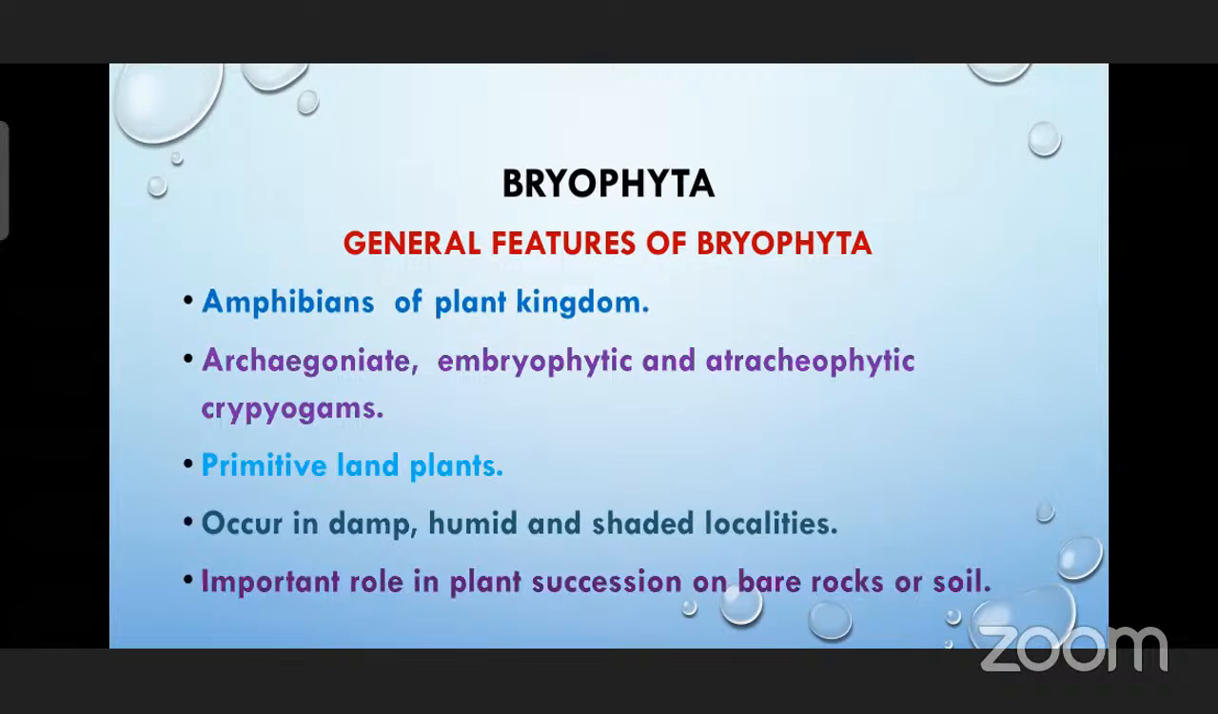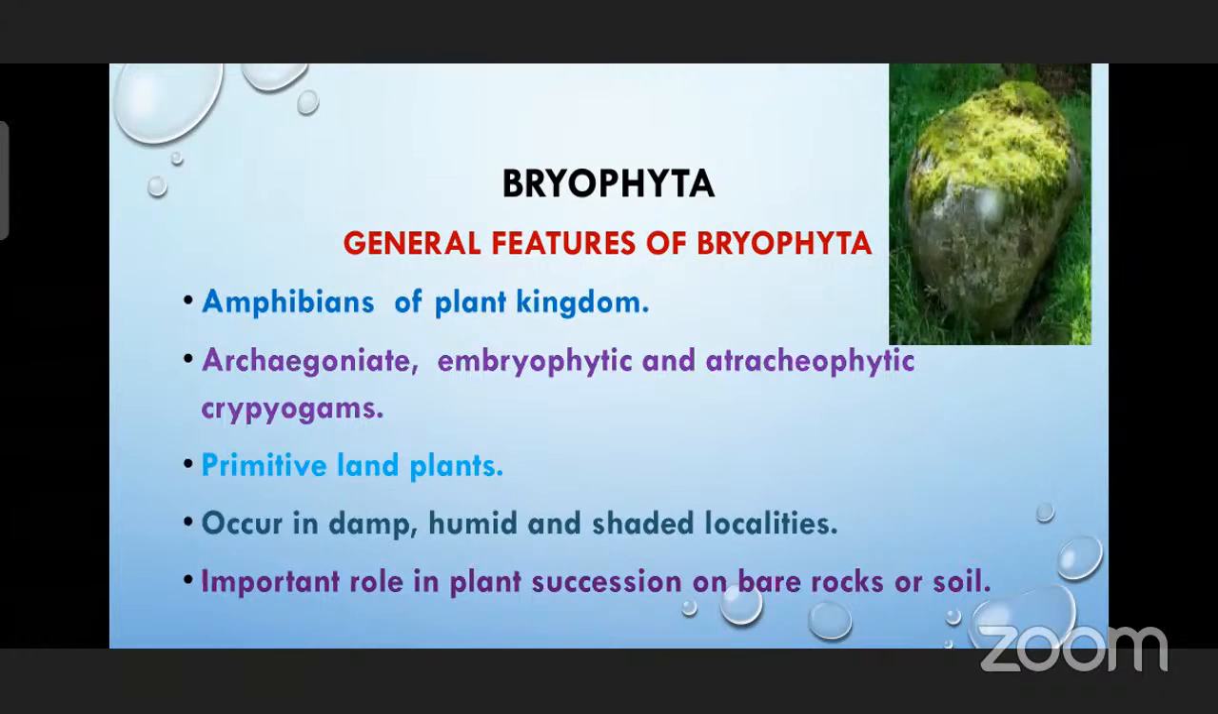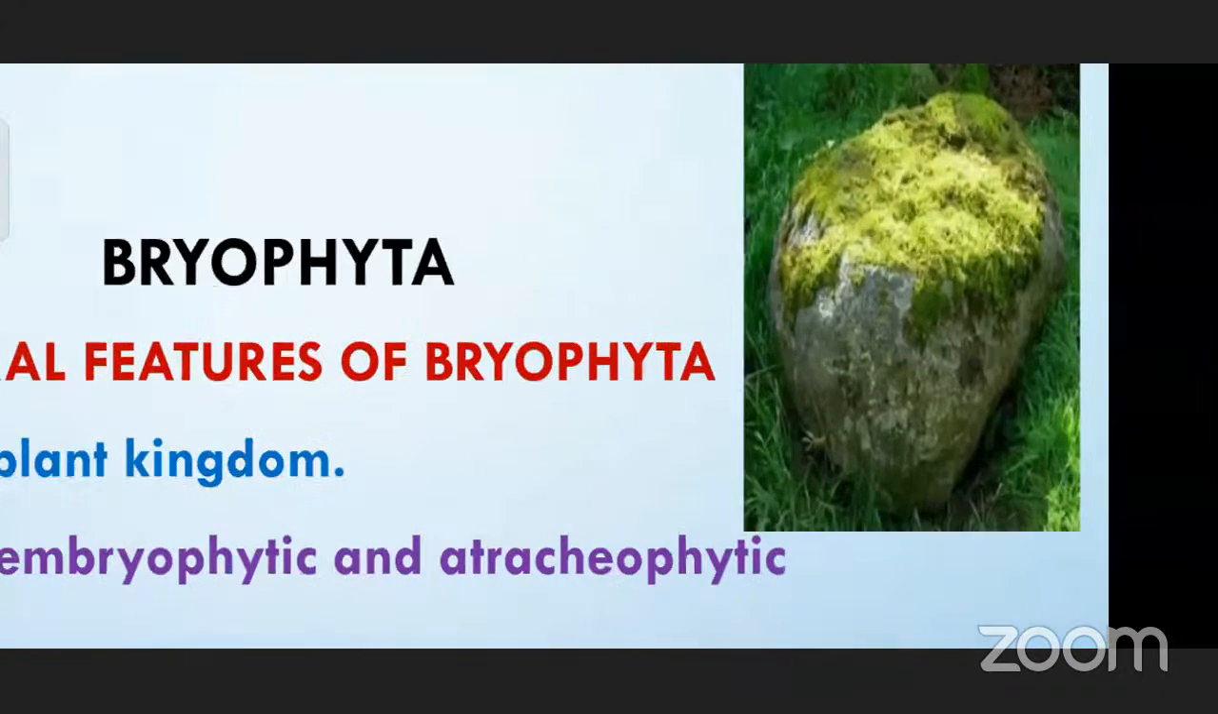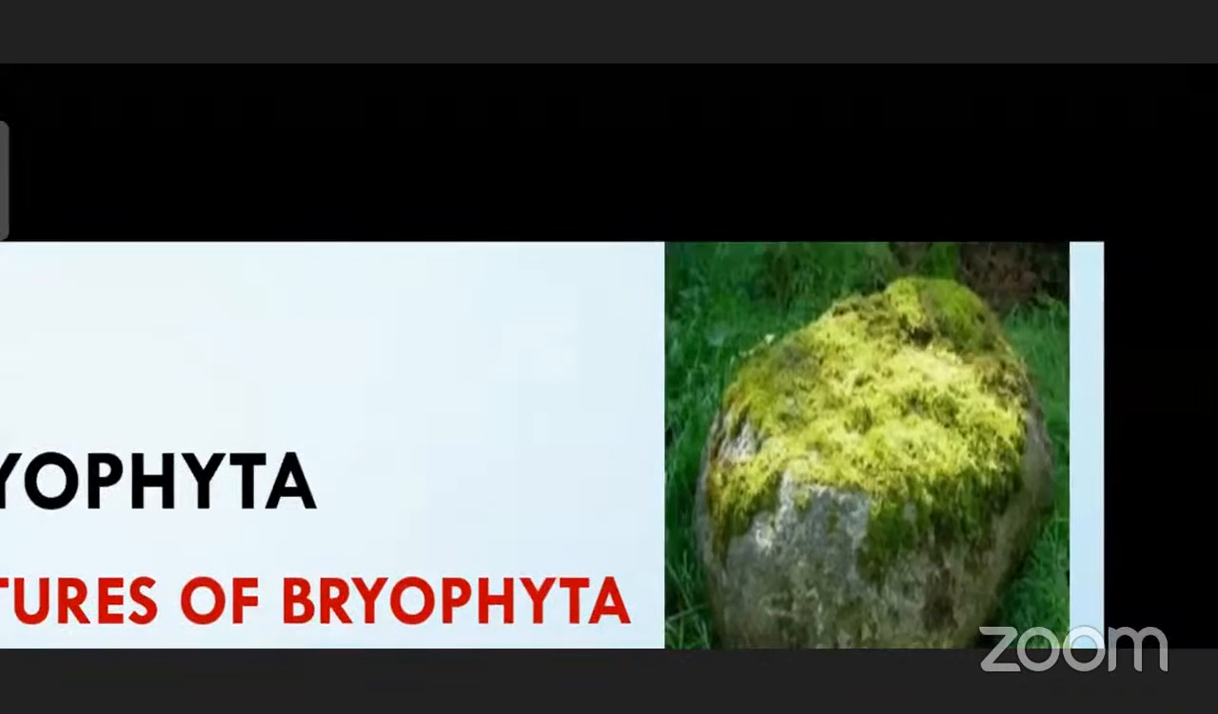Plant succession is how these plants begin their life cycle on barren or unused land. There they start the succession, and they are helpful in plant succession on bare rocks or soil. Soil if it is barren, or rocks if they accumulate some moisture, they are going to grow on that. Next, you can see here on a bare rock how the plant succession has taken place.